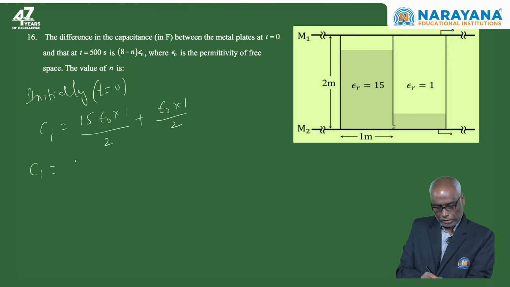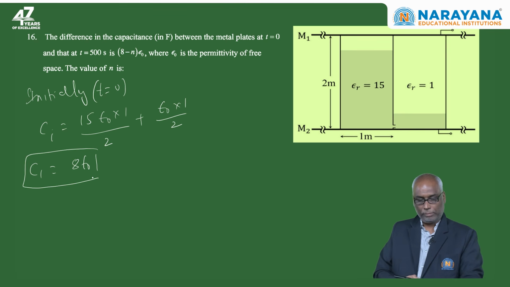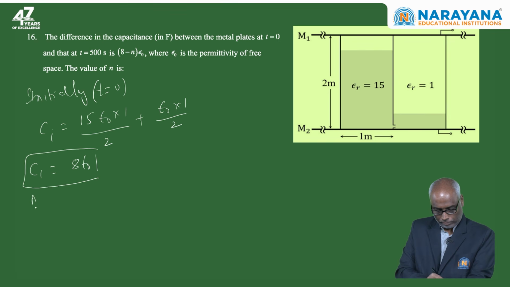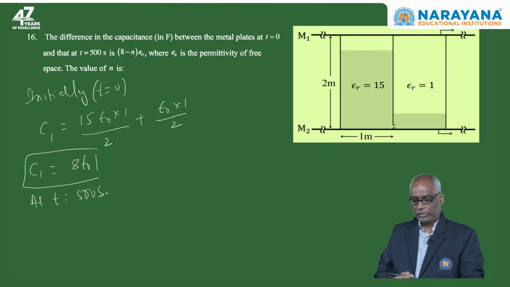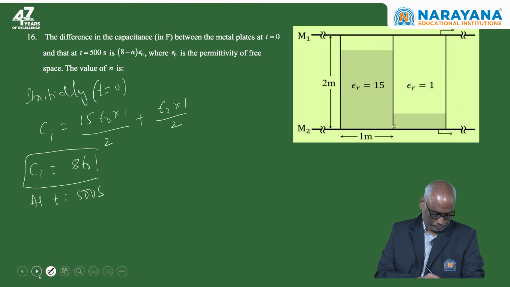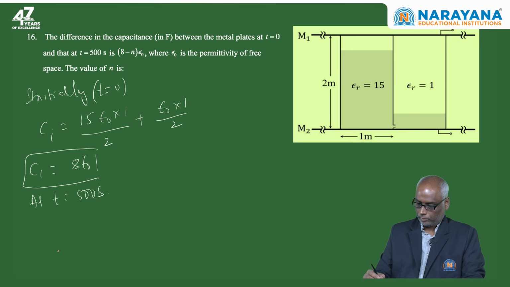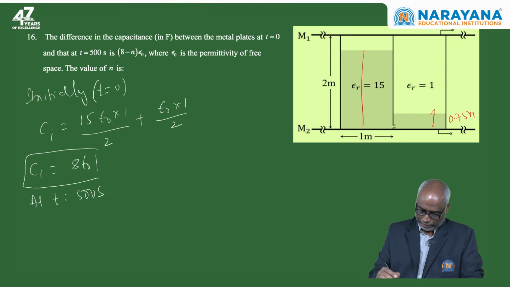So, C1 will become C equals 8 epsilon naught. This is the initial capacitance, at time t equals 0. Now, at time t equals 500 seconds, what happens is this height is 0.75 meters and this height is 1.25 meters. The remaining height here is 1.25 meters and this height is 0.75 meters.